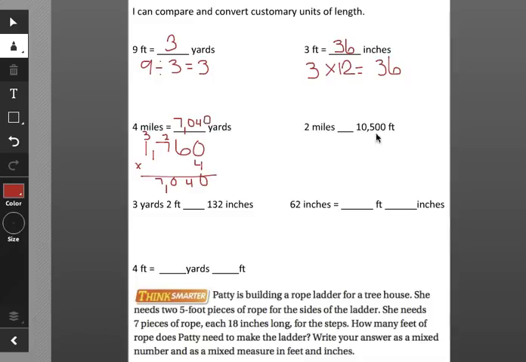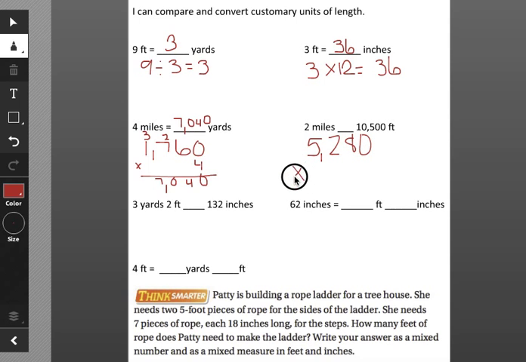So I have 2 miles and 10,500 feet. So what I need to do is convert my miles to feet so that I can compare. So if I were to look at my chart, I know that 1 mile is 5,280 feet.